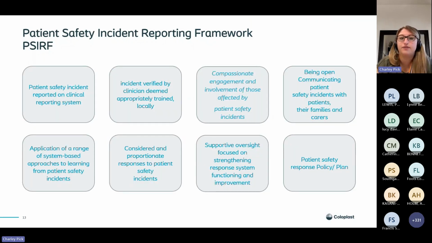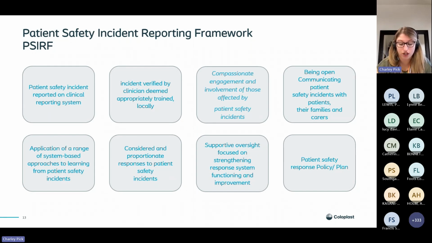Now, this is the Patient Safety Incident Reporting Framework, PSIRF for short, and I'm going to refer to it as PSIRF. This is a relatively new framework that is being adopted by the NHS. Some NHS trusts have already adopted it, some are in the process of doing so, and some will be doing so in the future. As it says in the title, it relates to patient safety incidents, and it is more of a holistic framework, if you like, for managing them.